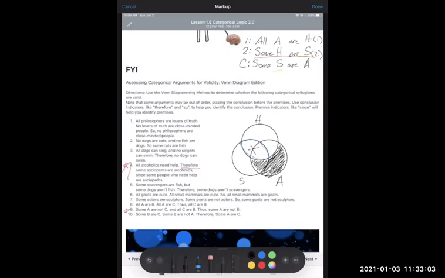Okay, so we also need to draw some X's here for the existential position. Alcoholics, people that need help, and sociopaths do exist.